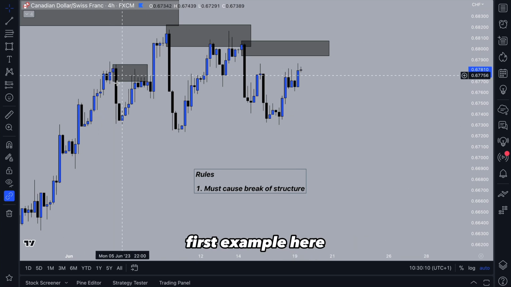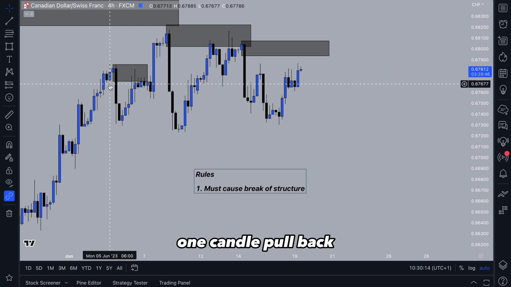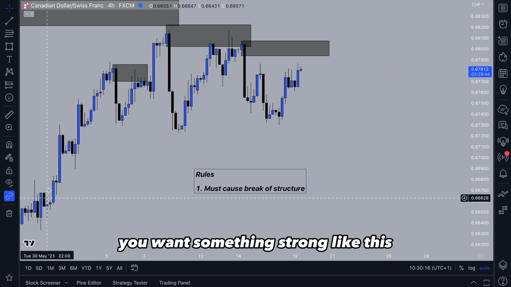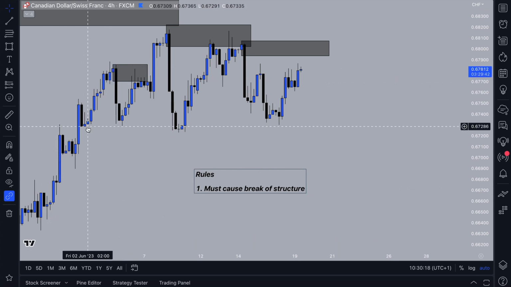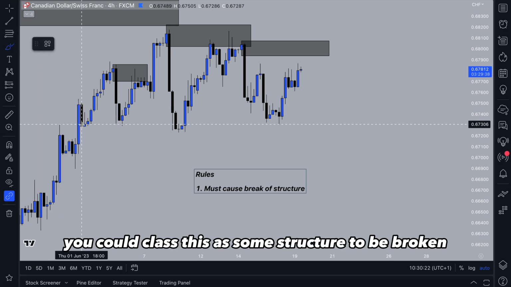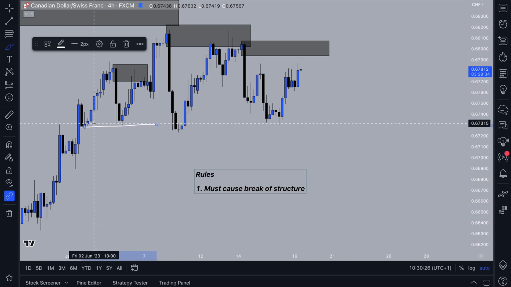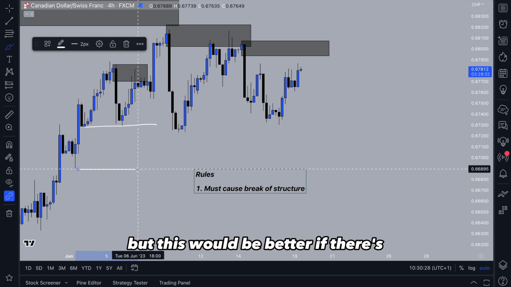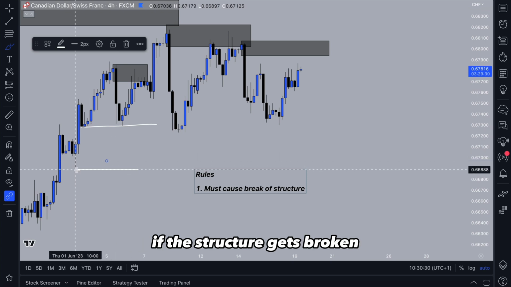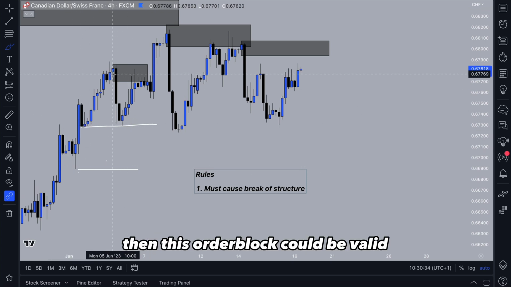If you look at this first example here, you could call this structure, but I wouldn't. One candle pullback isn't really structure for me. You want something strong like this to mark up as your structure point. You could class this as some structure to be broken, but this would be better. If the structure gets broken, that'd be better. But if there's a structure break here, then this order block could be valid.